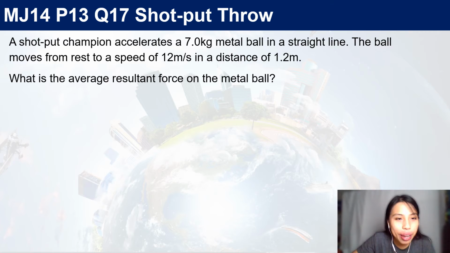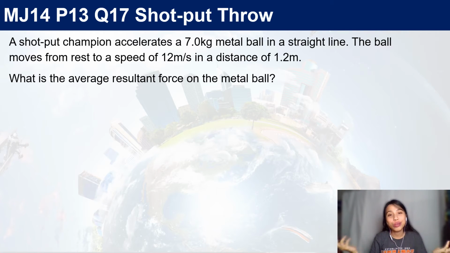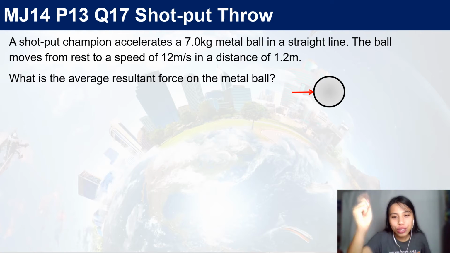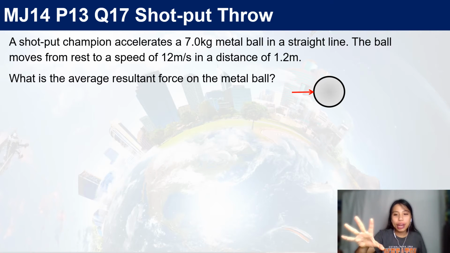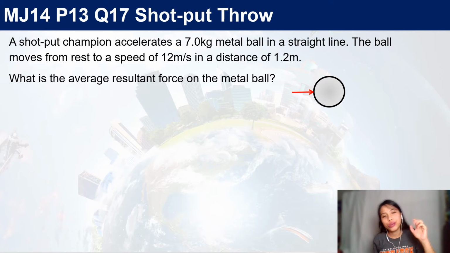Let's look at this example of the shot put. The shot put is that metal ball. They go 1, 2, 3, and then they throw it. But the athlete will have to push that metal ball for some distance to give it some energy and get it going. So we have a metal ball, and this champion is exerting a force on it. He's pushing a force on that ball.